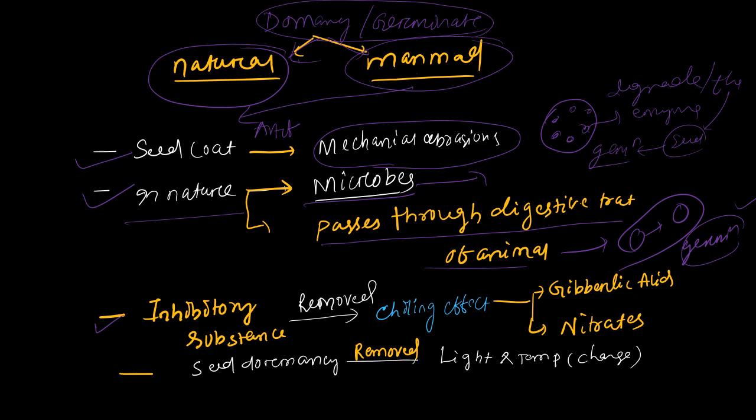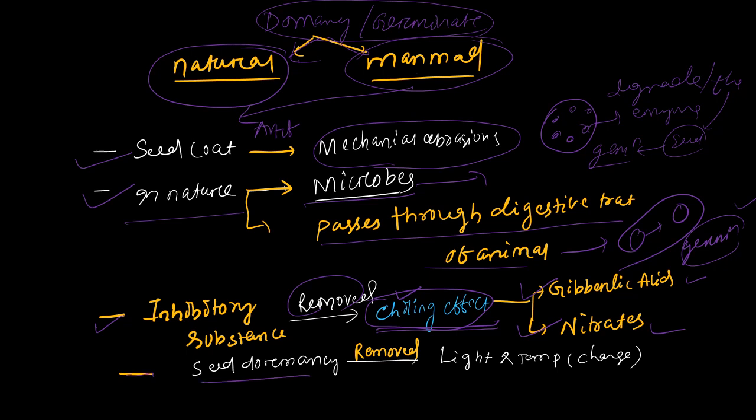Next is inhibitory substance. Inhibitory substance is removed by the chilling effect. If we add gibberellic acid and nitrate, most important, this point is most important, remember, inhibitory substance is removed by the chilling effect. Which effect? Chilling effect. The chilling effect is created by gibberellic acid and nitrate. Gibberellic acid acts in low temperature, also in flowering, that is vernalization, also discussed.